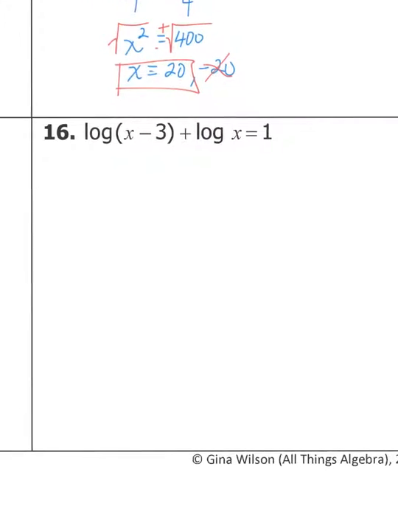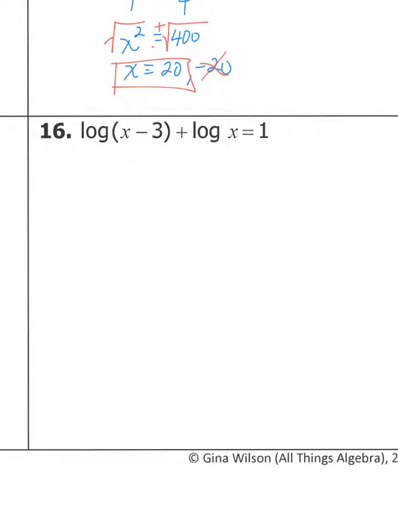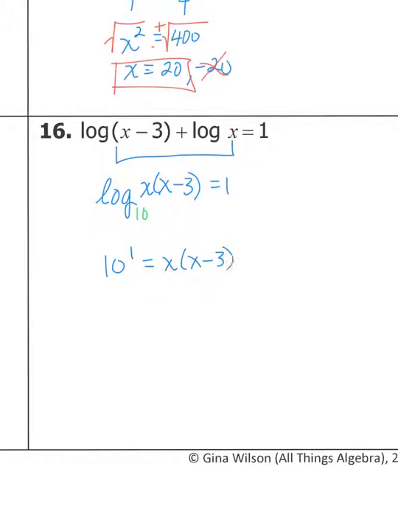So for the final answer, I want you to try this one on your own. Pause the video and then recheck your work. All right, so we're going to compress these two. Because of addition, we're going to use multiplication. So log of x times x minus 3 is equal to 1. The base of this log is 10. So to put it into exponential form, the base of my power is 10. And I'm going to switch these two. So I get 10 to the first is equal to x times x minus 3.